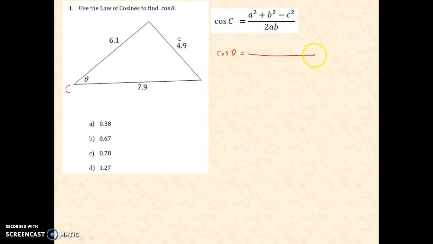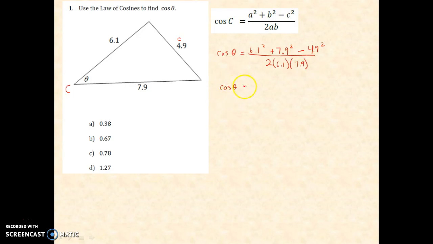is equal to a squared plus b squared minus c squared over 2ab. So this will be my A, this will be my B, or this could be my A, this could be my B. It doesn't matter because of the commutative property of awesomeness. So 6.1 squared plus 7.9 squared minus, this is the important one, that I have this one being the subtracted one, c squared, 4.9 squared over 2ab. 2 times 6.1 times 7.9.